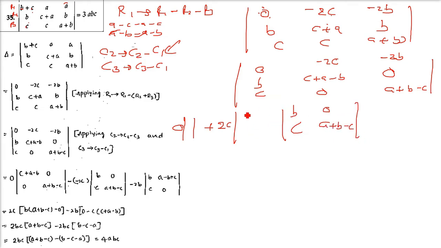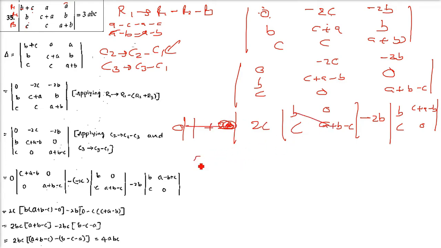And then we have the 2C here. Then we have minus 2B. So minus 2B. You will get B, C and C plus A minus B and 0. Okay, so let's open it. We need ABC, but it is not 3ABC. The answer will be 4ABC.